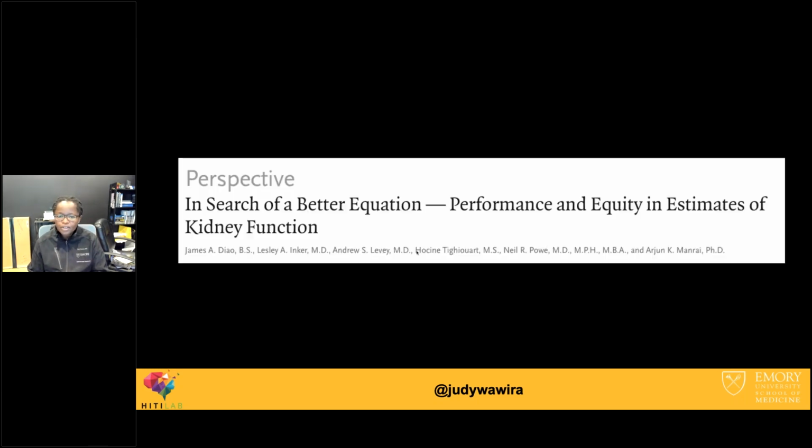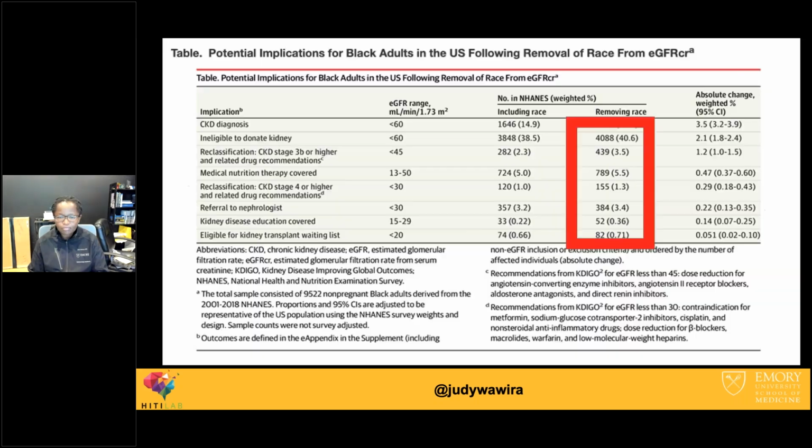And so some of what they have shown is that when they de-race the algorithm for the GFR, just by removing race, there's nothing statistically significant, but even if you're catching one more patient in a group that's already marginalized, I think this is super important.